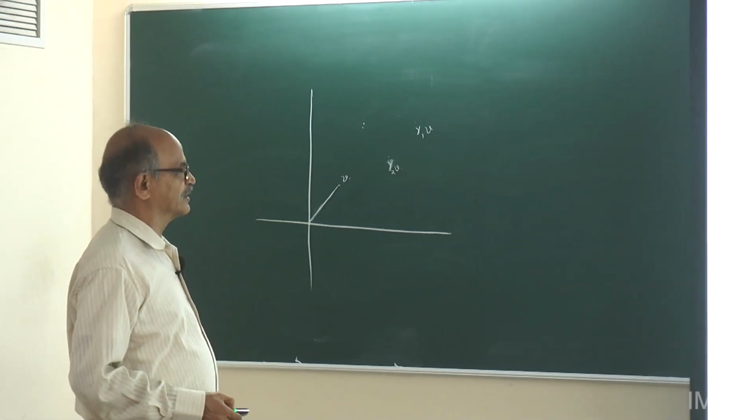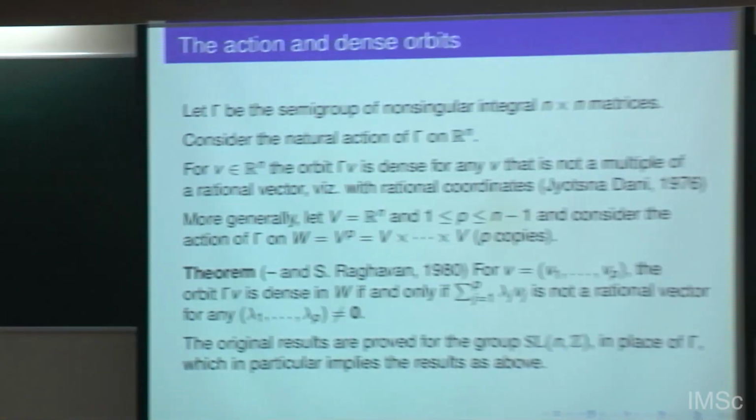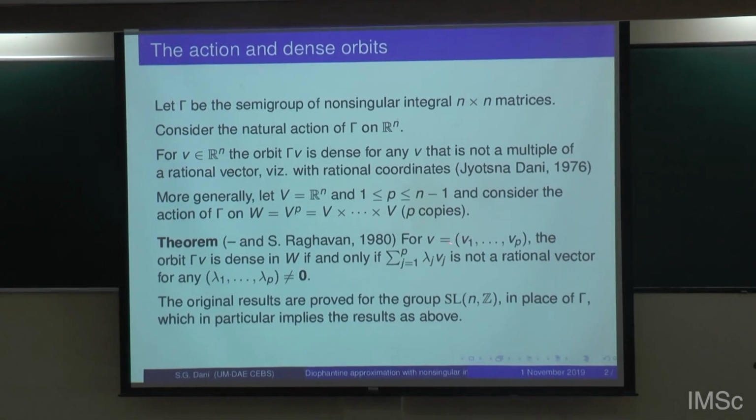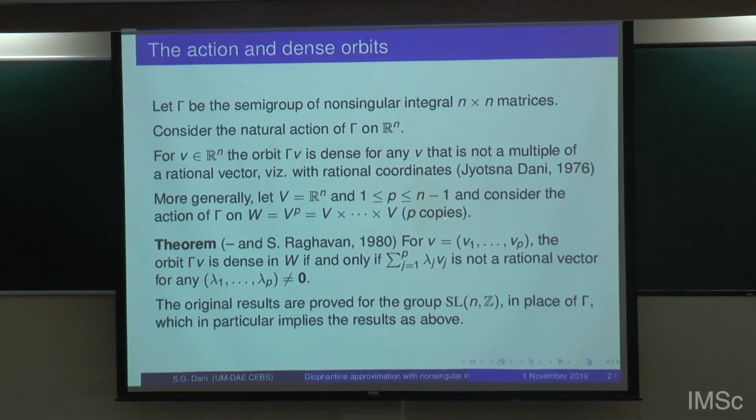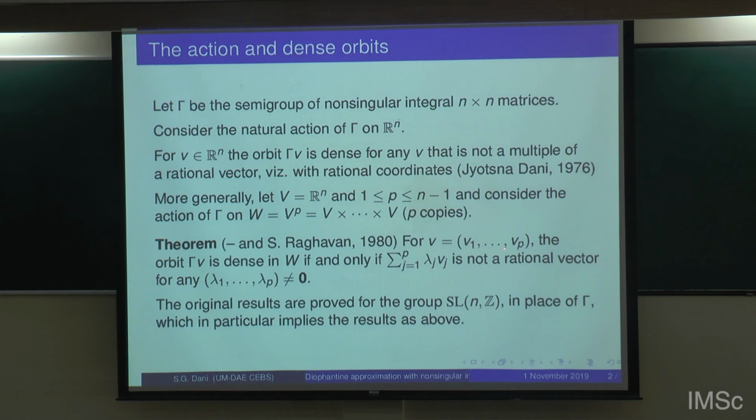Later we, myself and Raghavan, improved this to take multiple vectors. So take v1, v2, up to vp, each of them in Rn, and now look at the component-wise action. Each gamma acts on this component-wise. So you get gamma v1, gamma v2, up to gamma vp. So that will be the action in the general case.